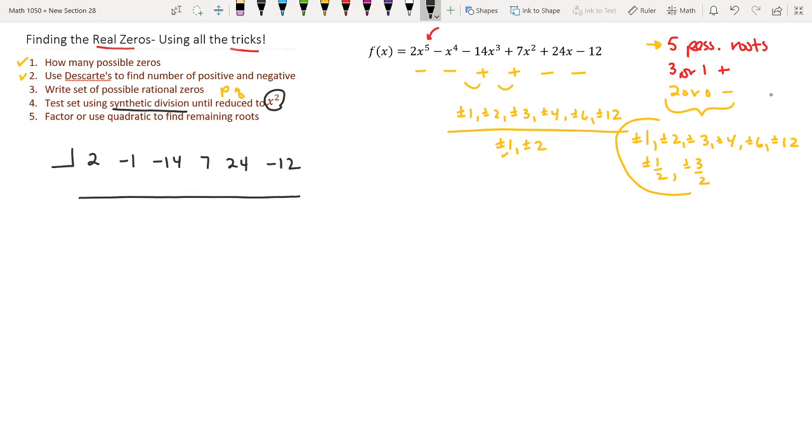And let's go ahead and try a 1. I always say start small, right? So if I put a 1 in here, I'm going to get 1 times 2 is 2. Add them up: negative 1 and 2 is 1. Negative 13. Negative 13 and the 7 is negative 6. Negative 6 gives me 18, and that's just not going to work, right? Okay, so let's backtrack and try a negative 1.